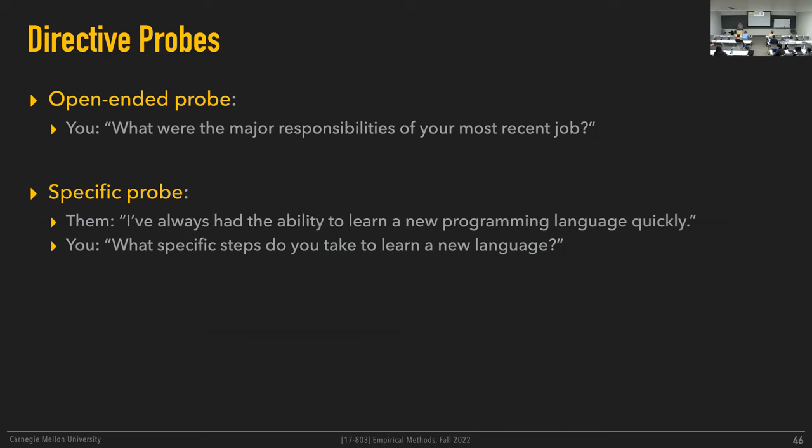You could ask specifically. So let's say they tell you something like, I've always had the ability to learn a programming language quickly. You could follow up by asking, what specific steps do you take to learn a new language? Or what did you do to learn, you know, Python or whatever you learned most recently?